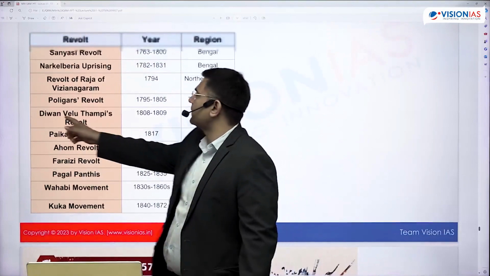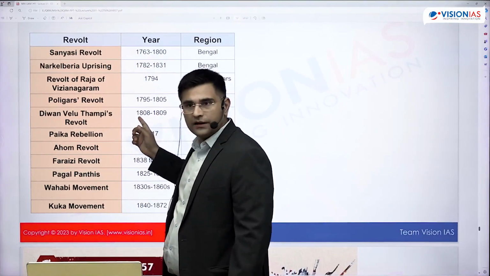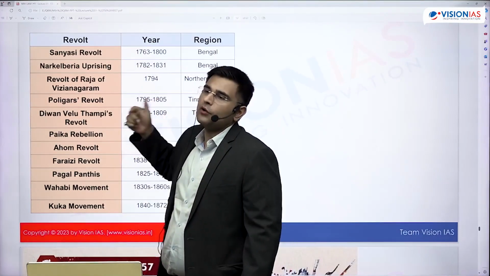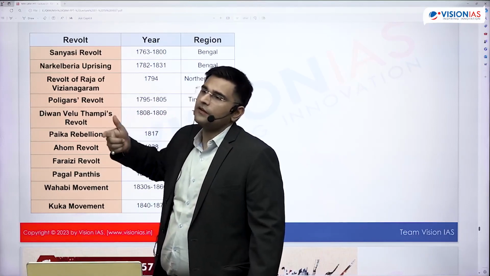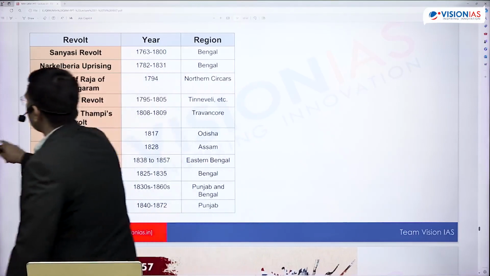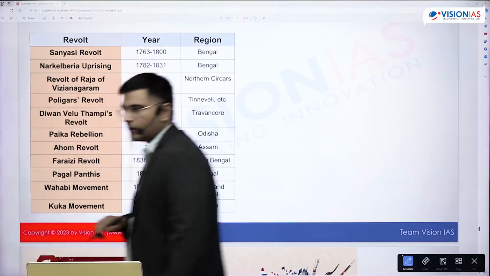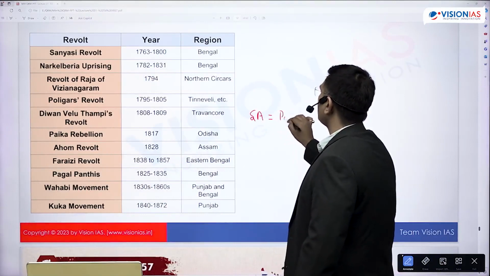For example, one example is Diwan Velu Thampi's revolt in 1809. Why? In 1805, a subordinate alliance was signed. As part of the subordinate alliance, a British resident is stationed. Right? So what is the summary of the subordinate alliance? Just in one line I will tell you. I'll not go deep into it. But there's a formula of subordinate alliance. Subordinate alliance is POIR.